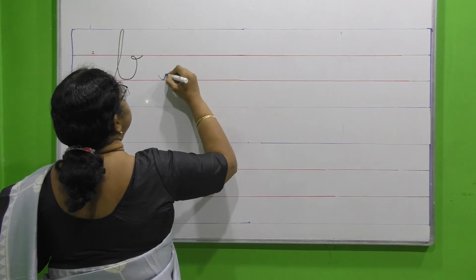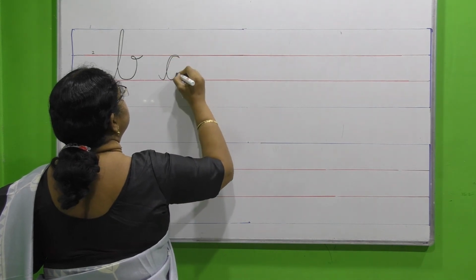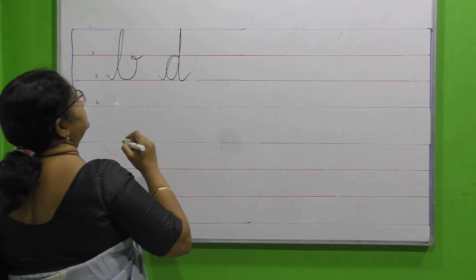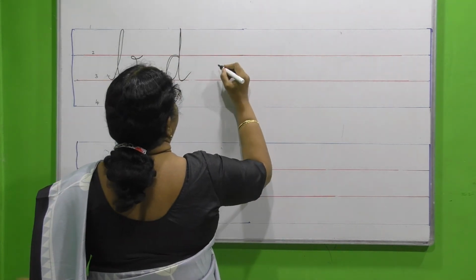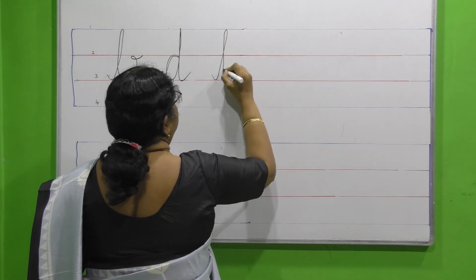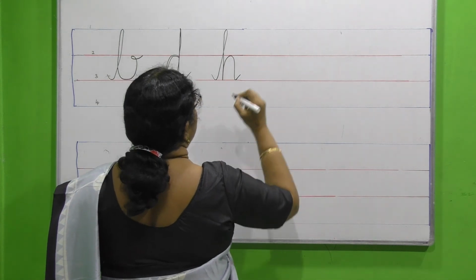Now let's write the second ascender. D. H.